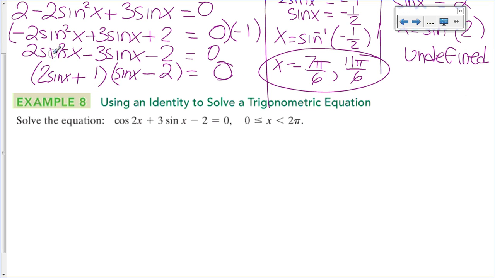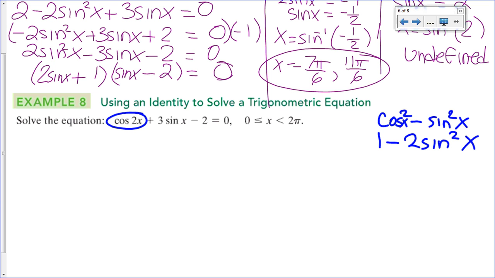So we do have 3 variations of the cosine of a double angle identity, right? One of them, well, actually, we have it there on the board. One of them is cosine squared x minus sine squared x. Another one is 1 minus 2 sine squared of x, or theta if we were talking about theta.